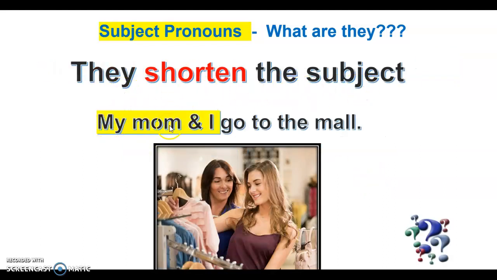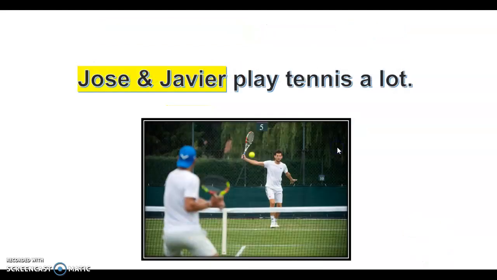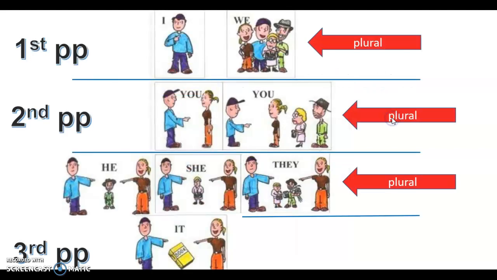For example, my mom and I go to the mall. We would replace mom and I with we. Anybody and I becomes we. Jose y Javier play tennis a lot. We would replace Jose and Javier with they. They play tennis a lot.